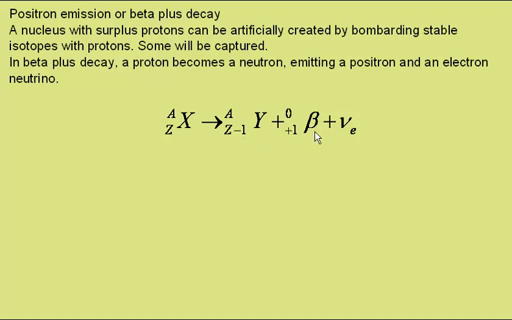We also get a beta plus particle, which has a mass of 0, but an atomic number of +1. It has to balance the equation. So here we've got Z must equal Z minus 1 plus 1. We also get an electron neutrino.